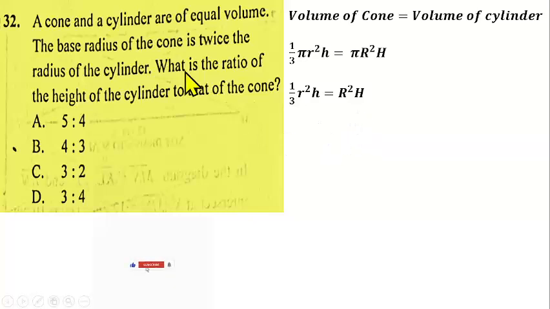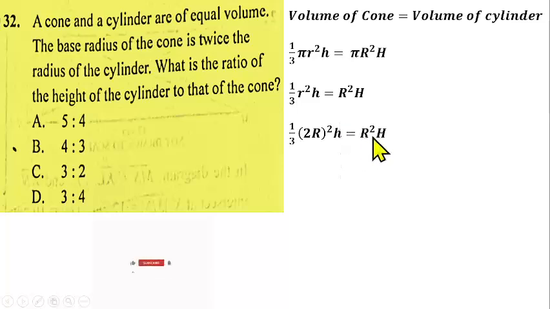Then we are given the relationship between the radius of the cone and that of the cylinder. The base radius of the cone is twice the radius of the cylinder. So the radius of the cone, which is small r, will be equal to 2 big R. That's what this means. So if you substitute that here, you'll have 1 over 3 into 2 big R squared, because you have a square here. This 2 big R is representing this small r.